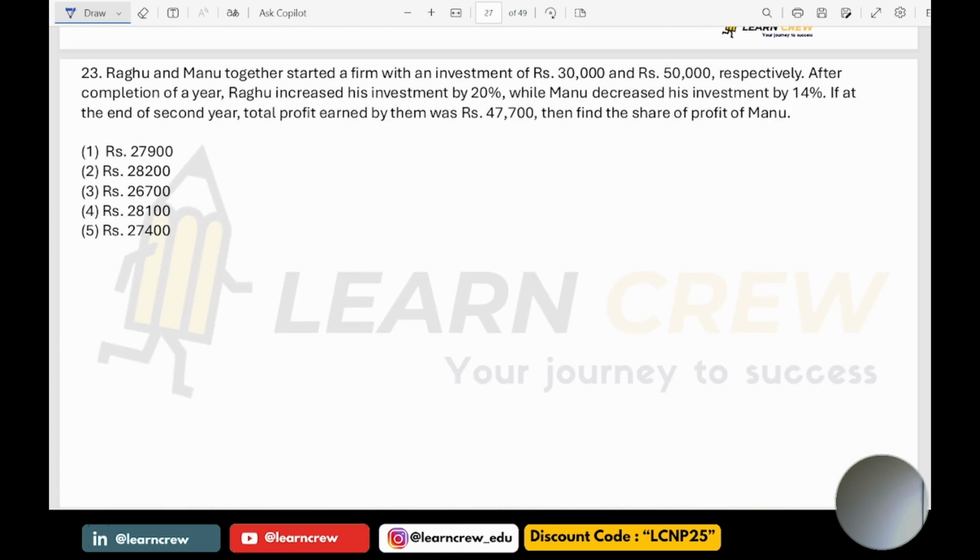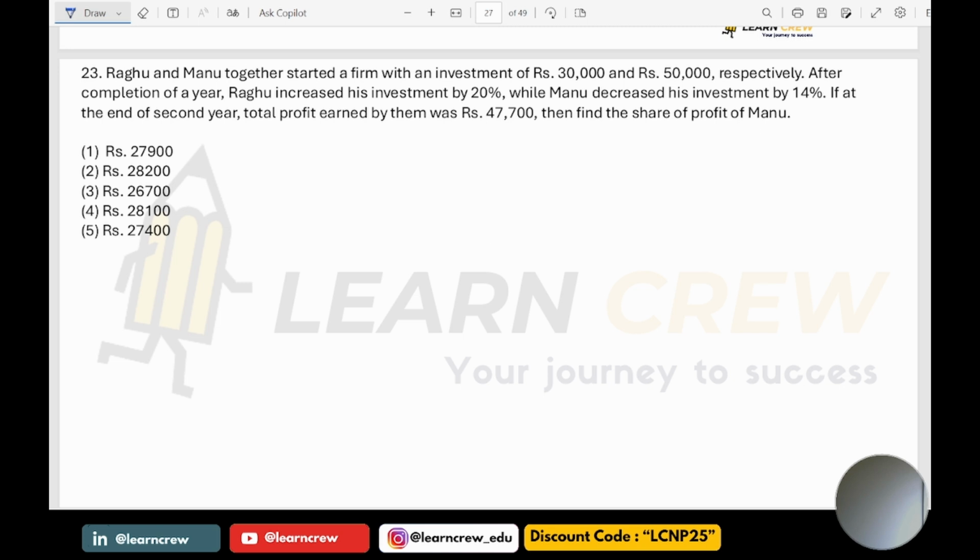Next, Raghu and Manu together started a firm with investments of 30,000 and 50,000 respectively. After completion of a year, Raghu increased his investment by 20%, while Manu decreased by 14%. If at the end of the second year the total profit is 47,700, find the share of profit of Manu.